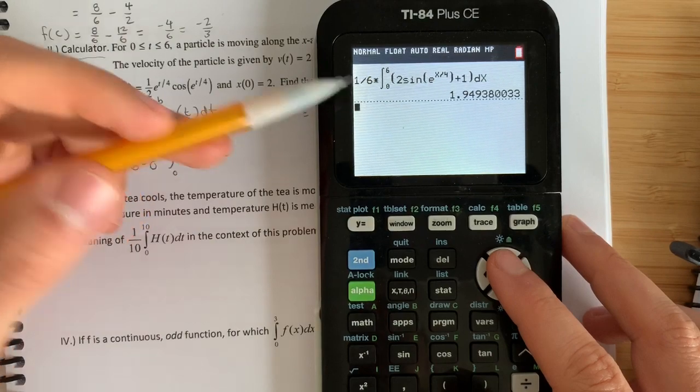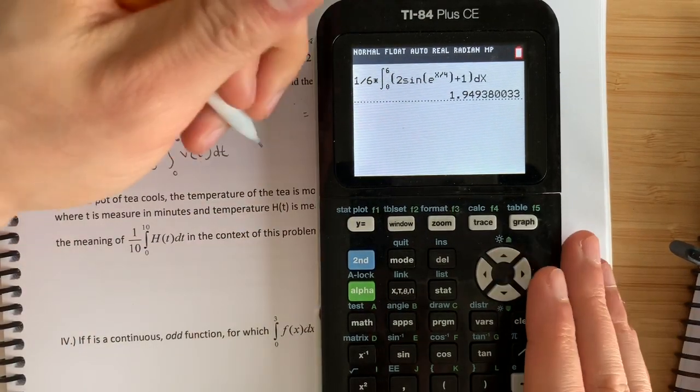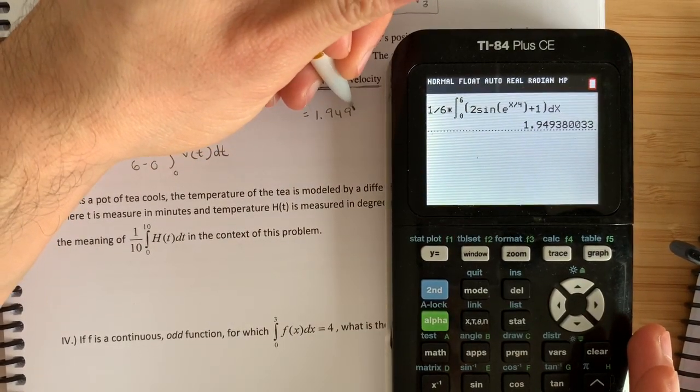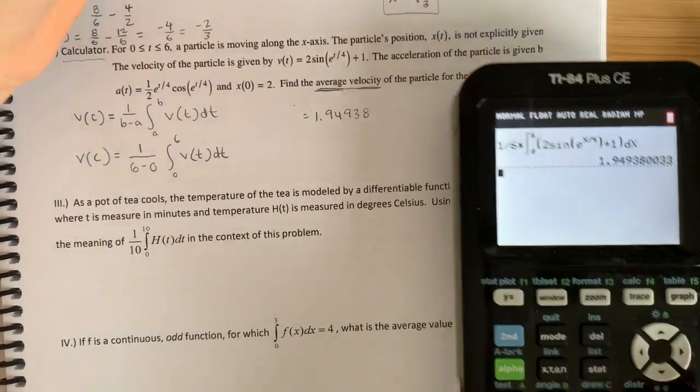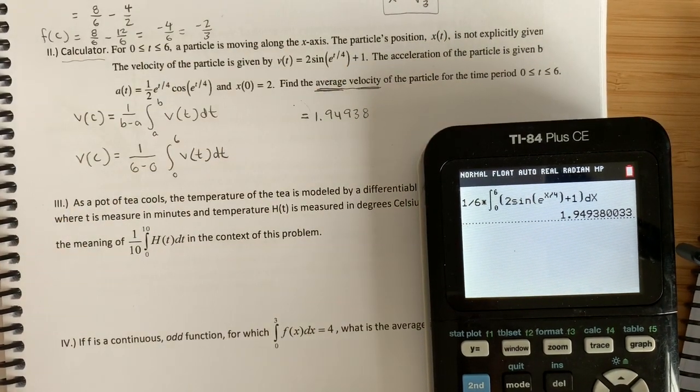Just put in a 1/6 for my fraction here, and then putting in my integral gives me 1.94938. I don't mind using more decimal places. It doesn't say to include units, so that is it.